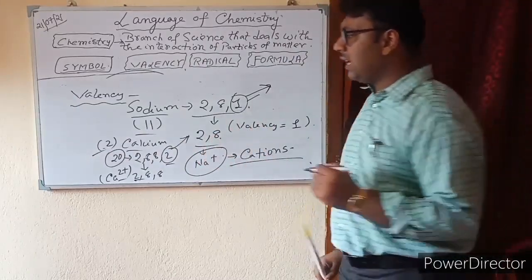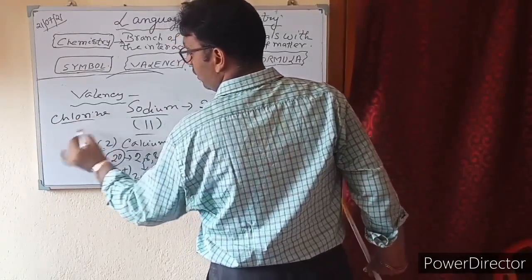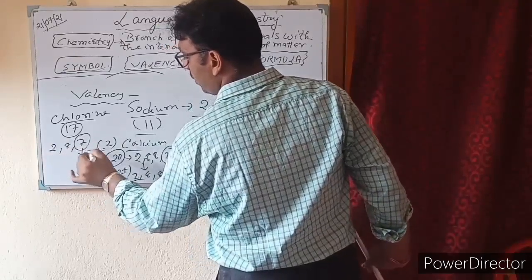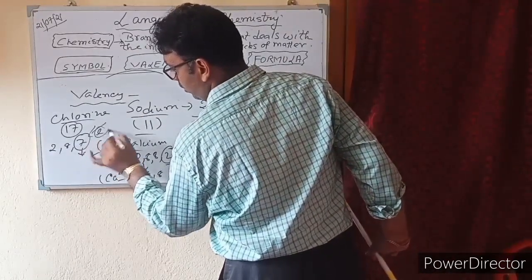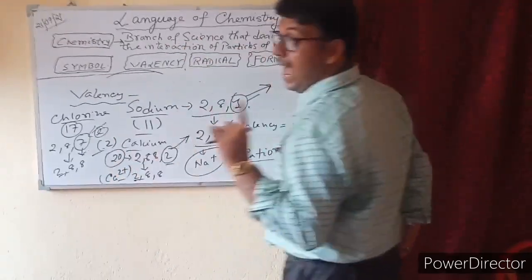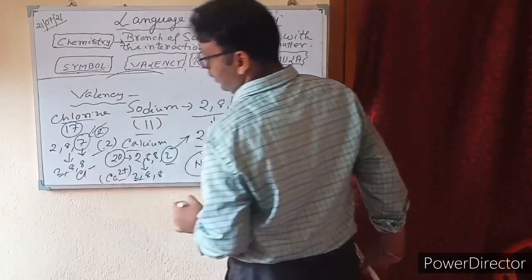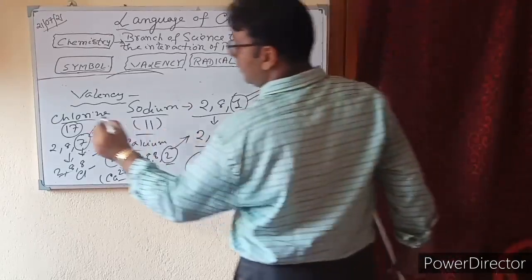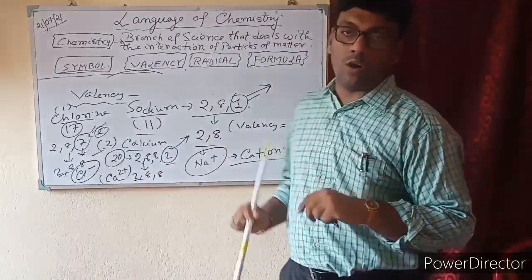Now another non-metal I am giving as an example. Chlorine, 17, 2, 8, 7. Outermost 7. Now this chlorine will take 1 electron to become 2, 8, 8 and it becomes stable. Now as it takes 1 electron, it will become negatively charged, that means Cl minus. It becomes negative, that means it takes 1 electron to attain stability. That is why the valency of chlorine is 1. And Cl minus, as it is negatively charged, is called an anion.